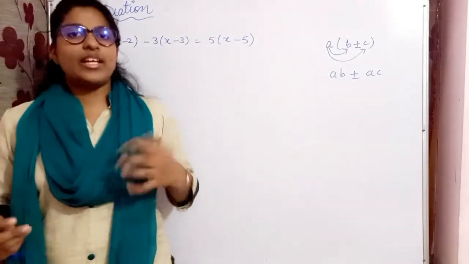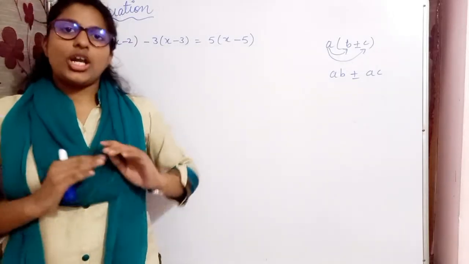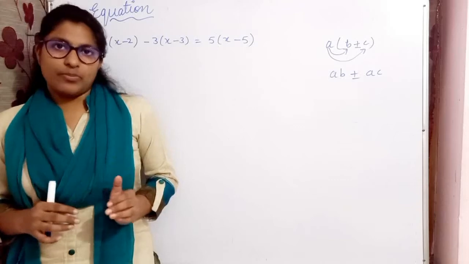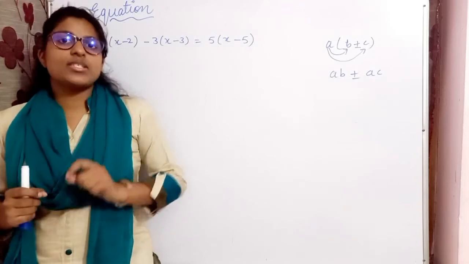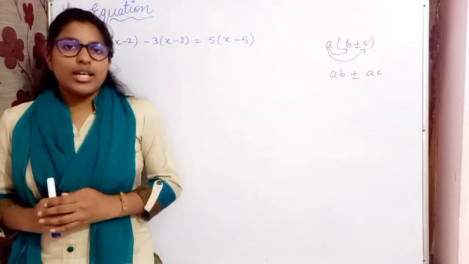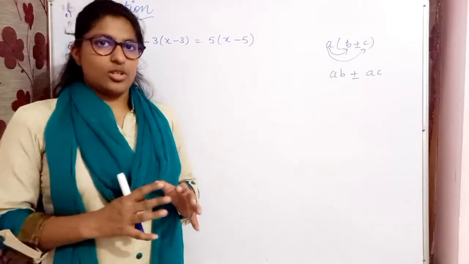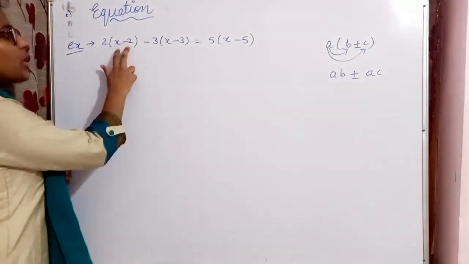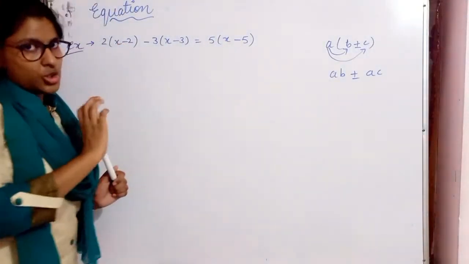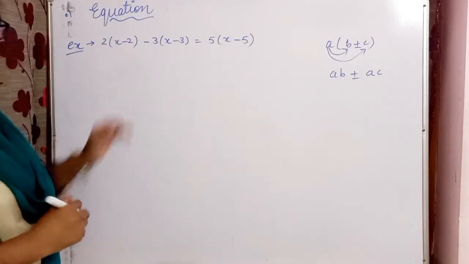Yes, you can multiply and divide them. Like or unlike, both kinds of terms can be multiplied or divided. But only like terms can be added or subtracted. Now see here, both are unlike terms, so we can't solve this directly. Firstly we open this bracket.